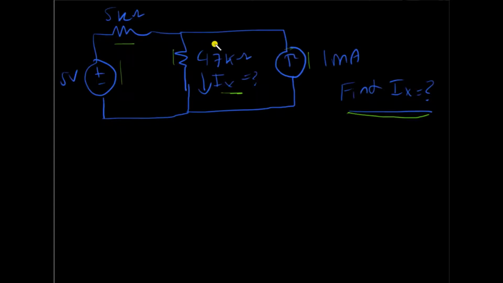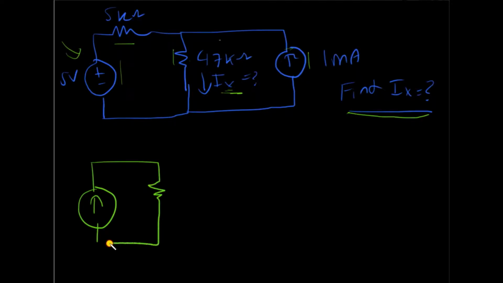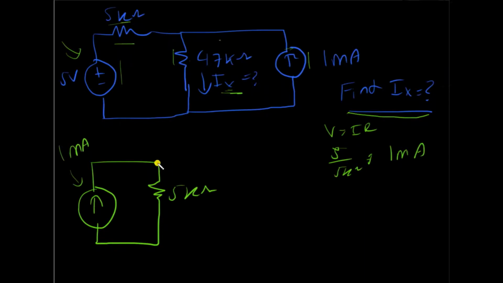But using common sense, I can see that I need to find this current. And if I transform the current source, it would just come in series with the voltage source. So I'll start off from this side and transform this voltage source. We know that this resistor stays the same and this value would become 5, because V is equal to IR. So 5 divided by 5 kilo ohms, that would be 1 milliamp, because that's 5,000 ohms. And the rest of the circuit would stay the same.